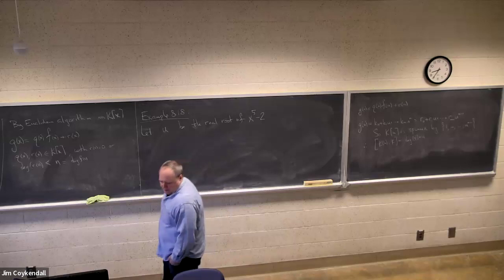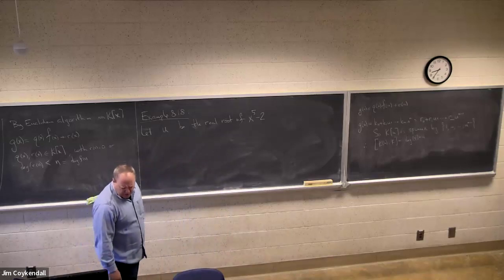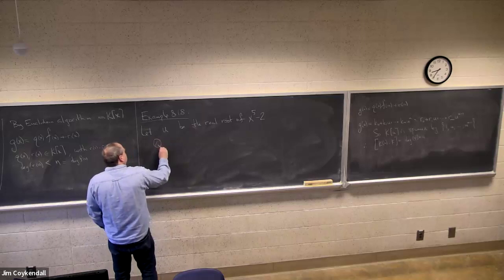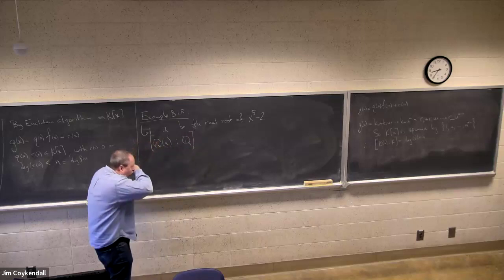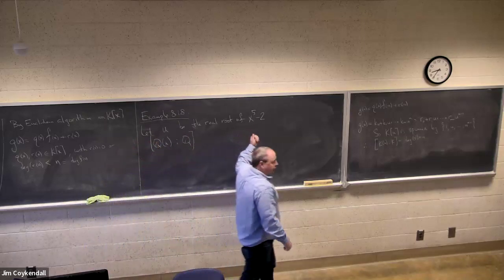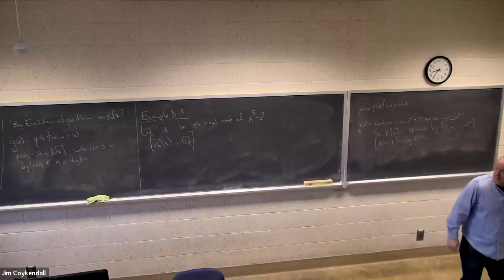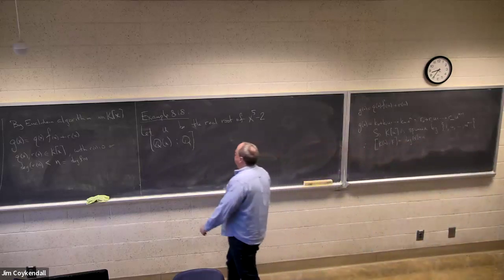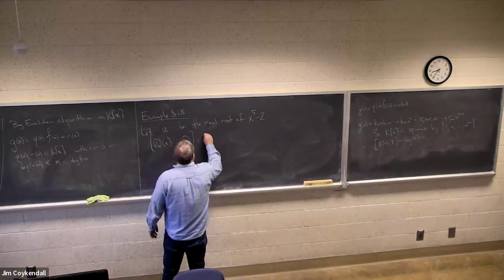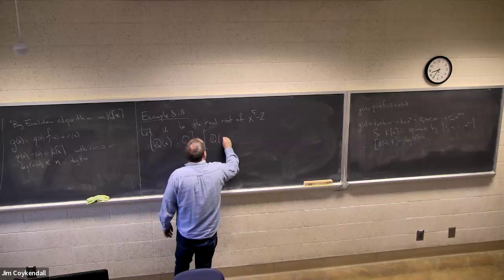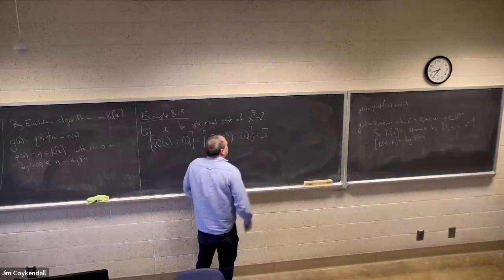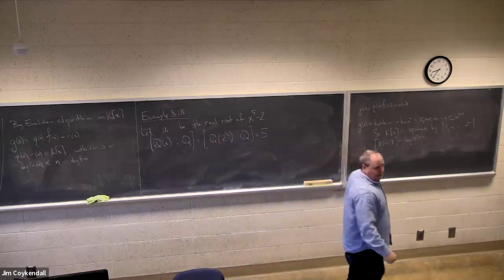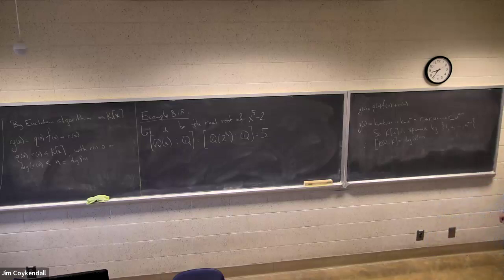Well, if we look, for example, at Q adjoined with U, what should the degree of this extension be? Okay, answer my question. This polynomial is irreducible by Eisenstein's criterion for the prime 2, right? Everybody okay with that?